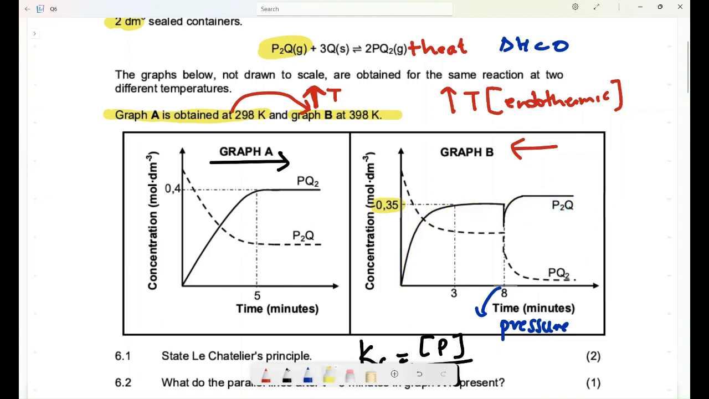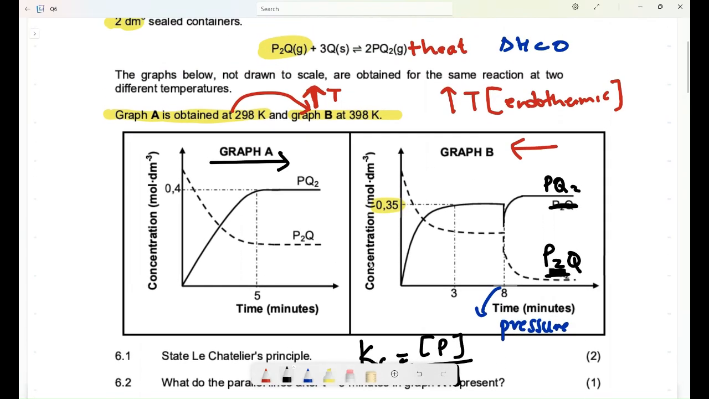So this graph basically was supposed to be the graph of PQ2. Why? Because PQ2 is our product, right? So the only time this can happen is when our product is increasing. Our product will increase, then what will happen to our reactant? Our reactant will decrease in this case, because that's what happens, right? Yes. So this graph is not supposed to be that, it's supposed to be P2Q. I hope you are following.